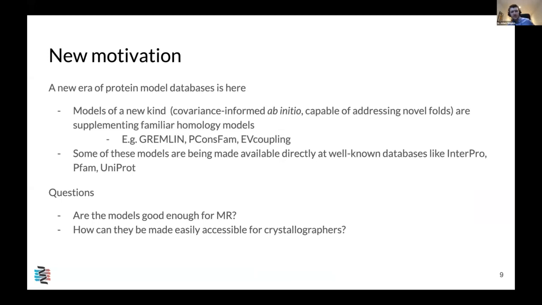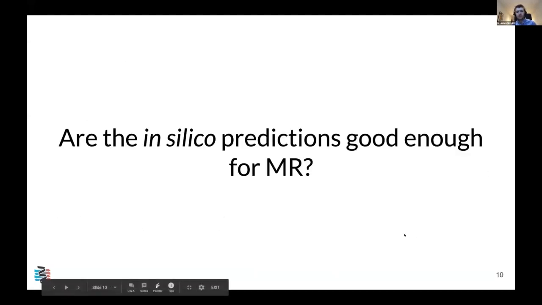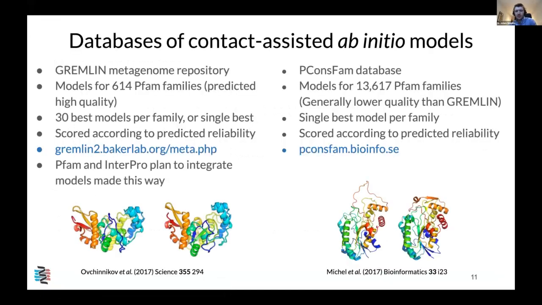Some of these models are now being made available directly at well-known databases like InterPro, PFAM, and UniProt. But we need to know, are the models good enough for MR, and how can they be made easily accessible? On that first question, are they good enough for MR? I'm going to talk about a little bit of work that we did at the tail end of 2019. We looked specifically at the Gremlin metagenome repository and the pConsFam database.